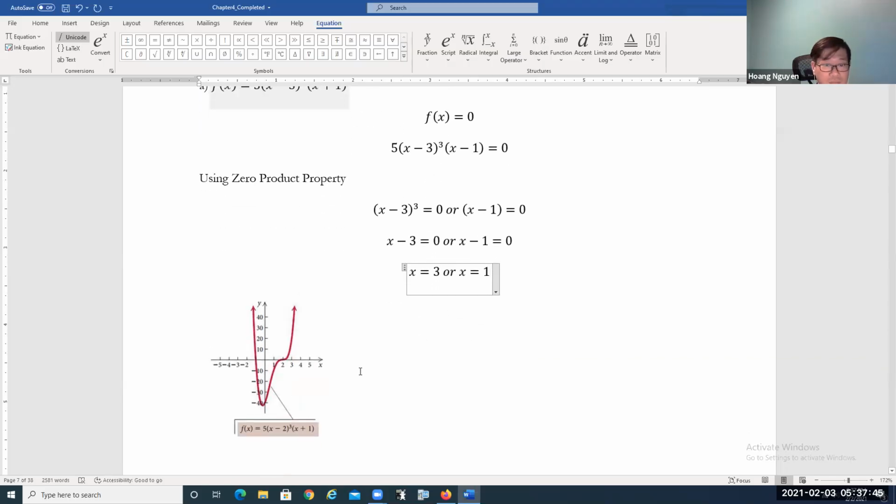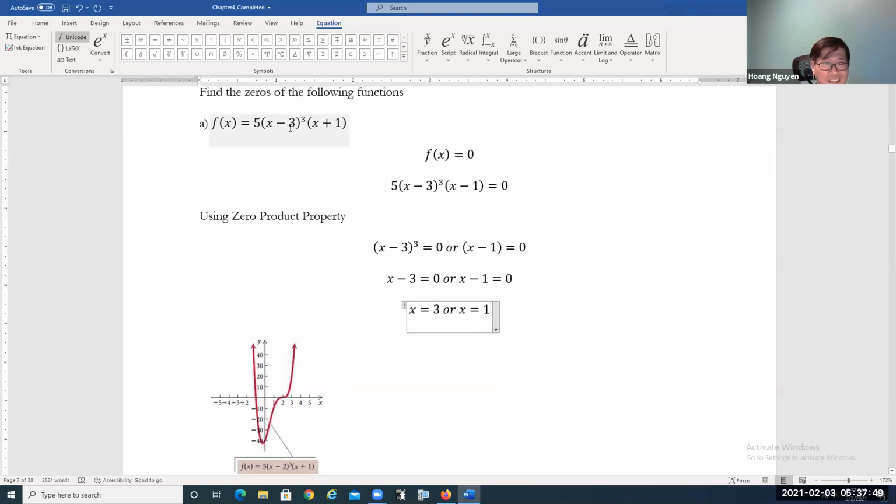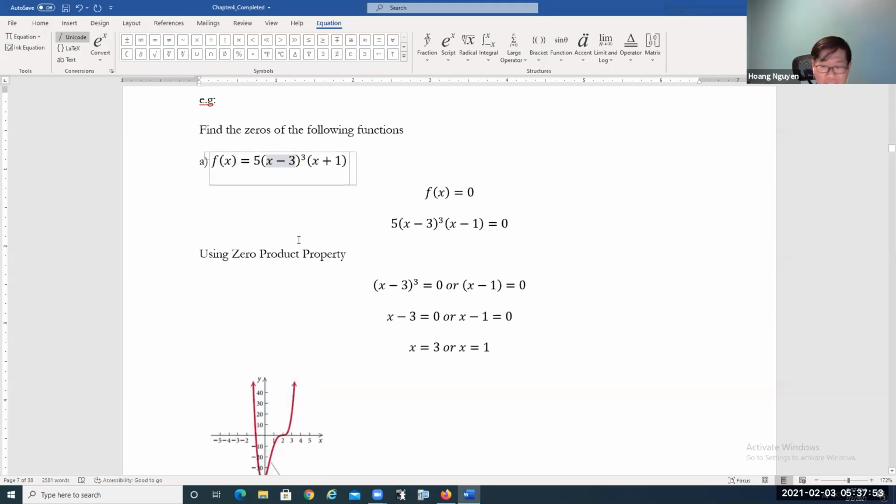Oh, I copied the wrong one. So then now it should be minus 2. My apologies, that's not consistent. So let me change it to make it consistent. There you go. It's a typo from when I copied that.